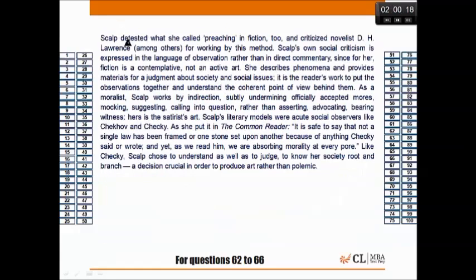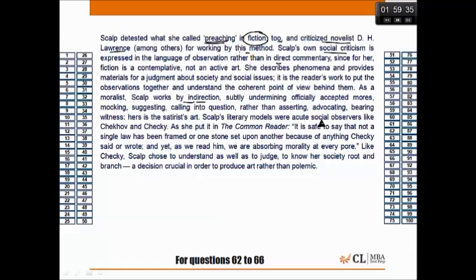Great. Scalp detested what is called preaching in fiction, and criticized novelists like D.H. Lawrence, among others, for working by this method. Scalp's own social criticism is expressed in the language of observation rather than direct commentary. She describes phenomena and provides materials for judgment about society and social values. In it, the readers work to put the observations together and understand the coherent point of view behind them. As a moralist, Scalp works by indirection, subtly undermining officially accepted mores, mocking, suggesting, calling into question, rather than asserting, advocating, bearing witness. Hers is a satirist's art.